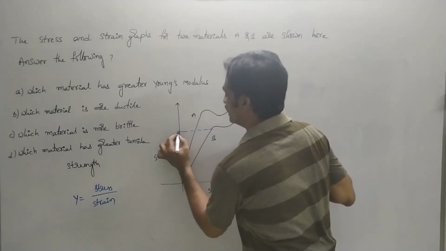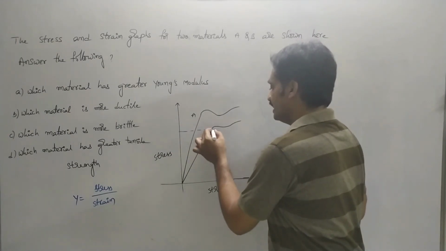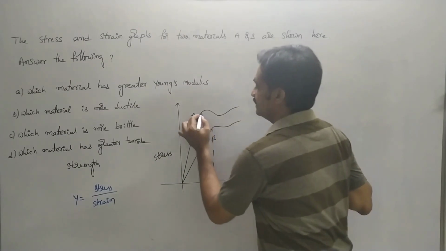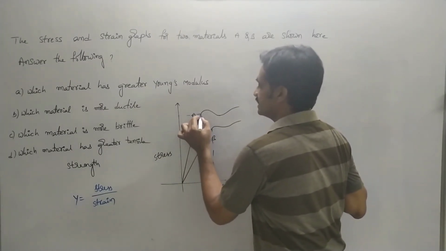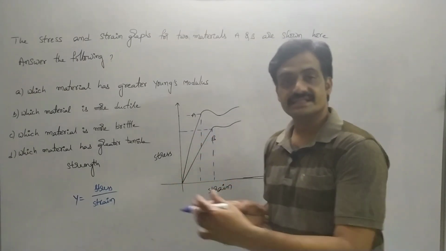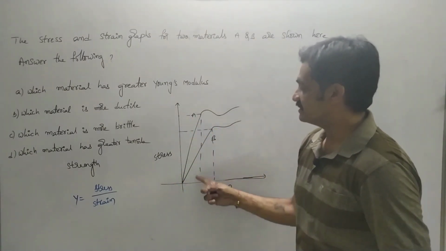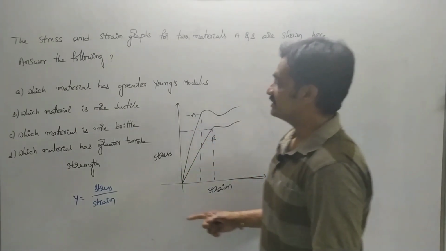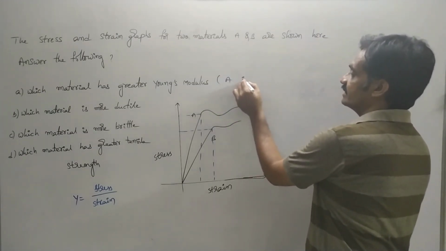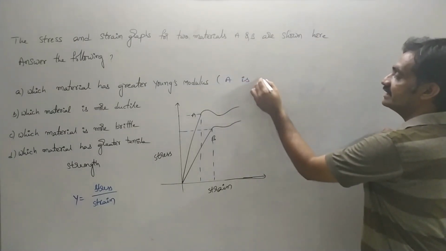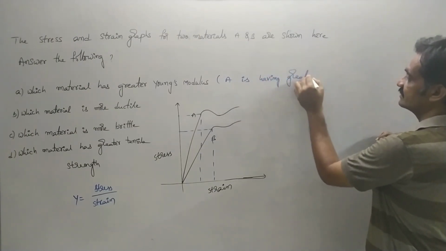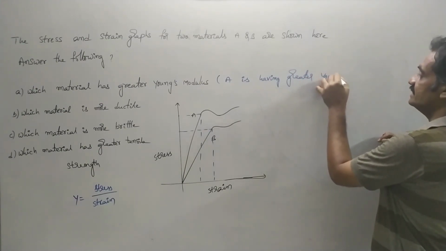As you consider this B, the stress is up to this extent and strain here is up to this extent, whereas the stress for A is up to this extent and the strain is up to this extent. So based on that, as we draw the stress and strain graph for A, it is maximum as compared to B. Based on that, we can represent A is having a greater Young's modulus.